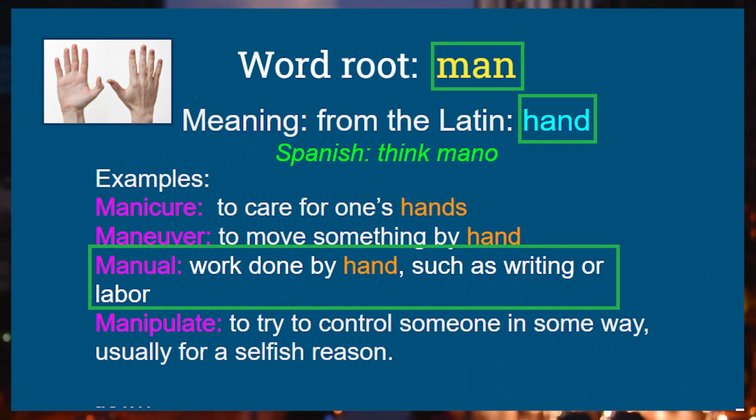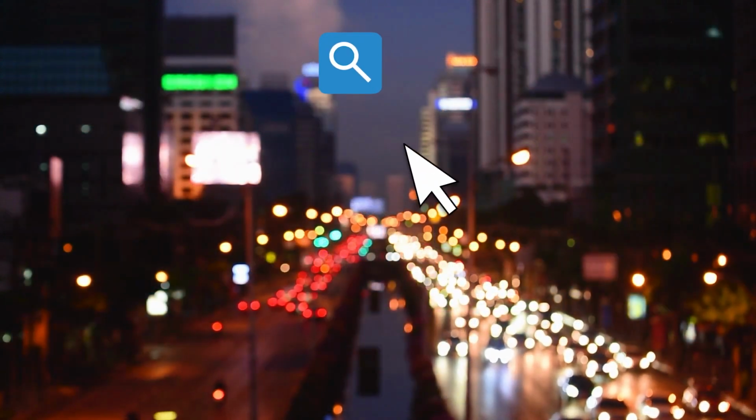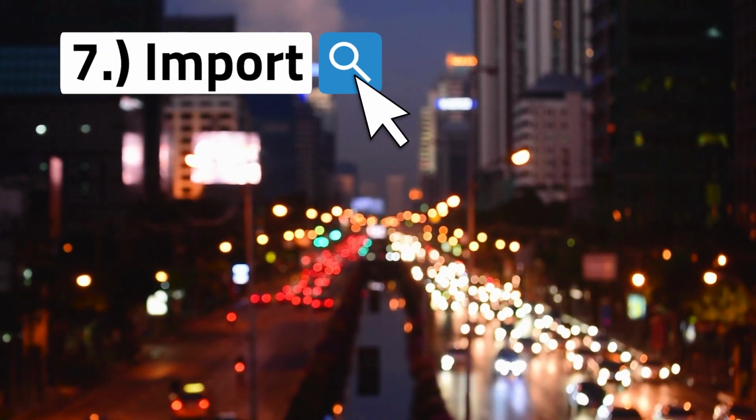So if you see M-A-N as part of a word, you can know that it's going to have something to do with it probably being done by hand or carried out by a person's own hands. For example, you may go get a manicure and that's where somebody cares for your hands. A maneuver would be moving something around your own way, and manual would be doing something by your own hands manually.